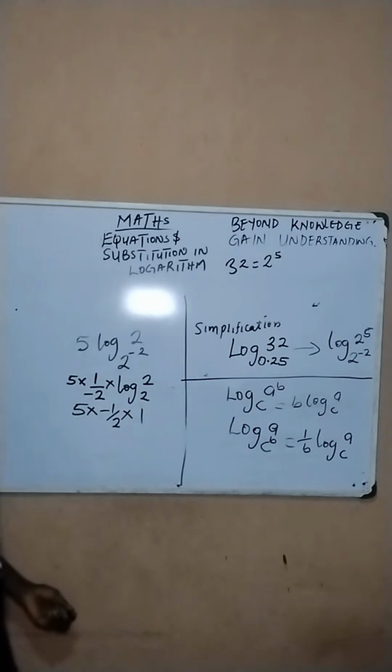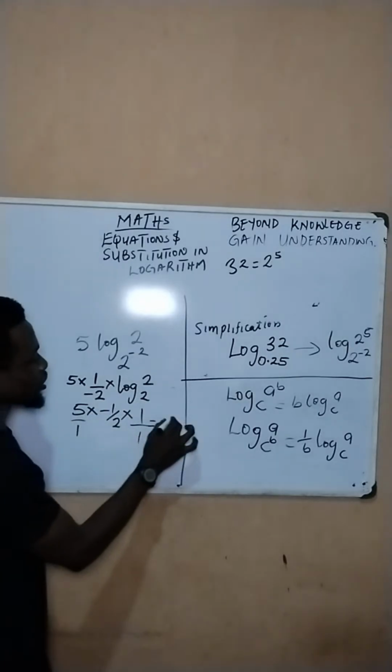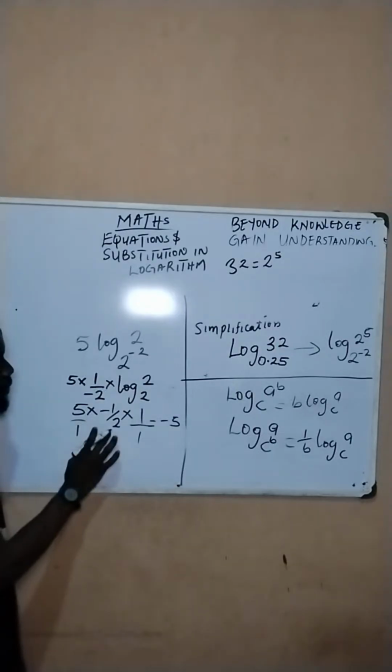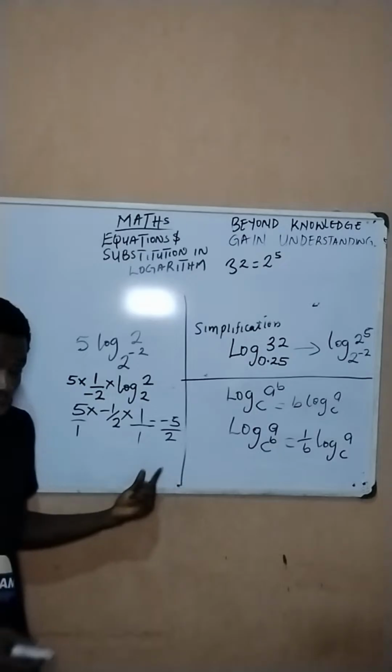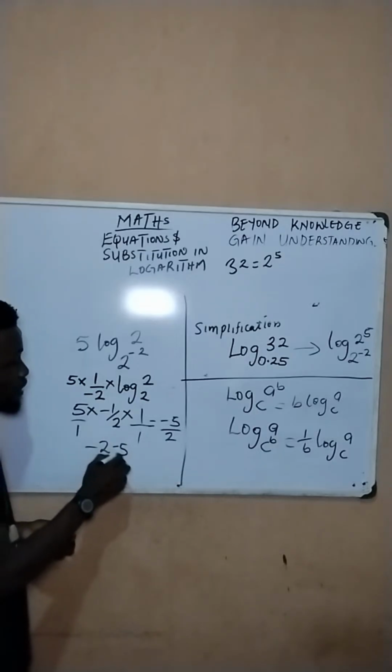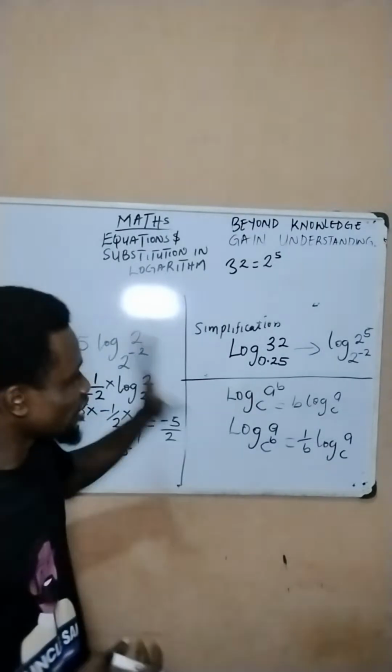So what do you do here? You simply multiply. All the numerators will multiply. 5 times minus 1 times 1 is going to give us minus 5. 1 times 2 times 1 is going to give us what? 2. So minus 5 divided by 2 is the same as what? Minus 2.5, which is what we got originally when we applied the change of base system.